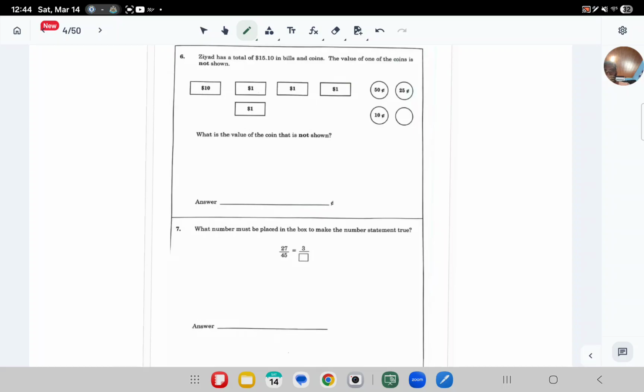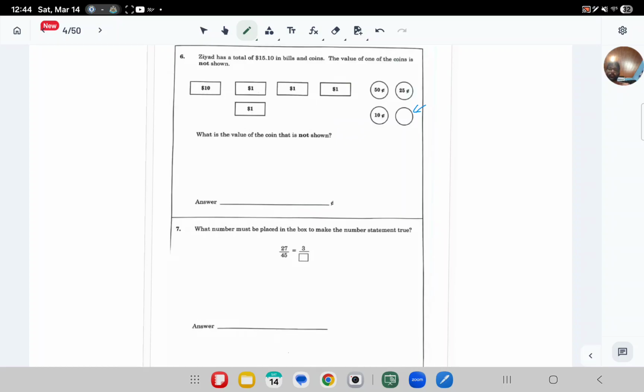Number 6. So it has a total of $15.10 in bills and coins. The value of one of the coins is not shown. Alright, what is the value of the coin that is not shown?